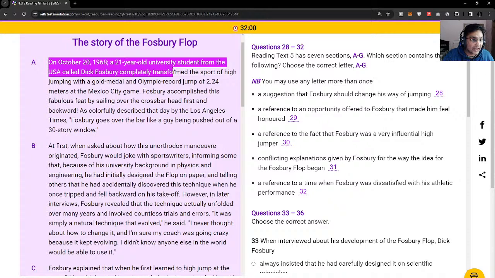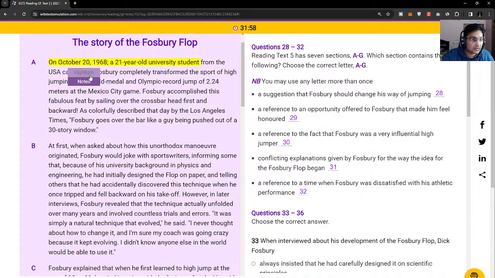We are going to highlight all of these keywords. Any word that has the name of a place, person, that has a number, a year, the name of a month, the name of a city, should be highlighted.